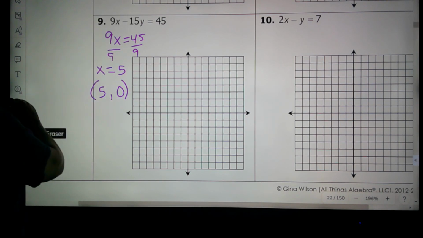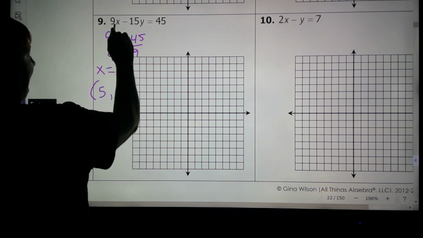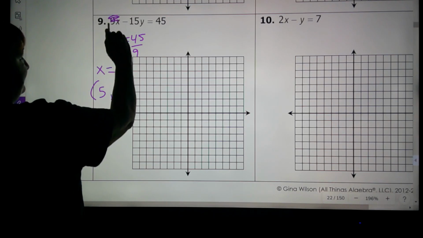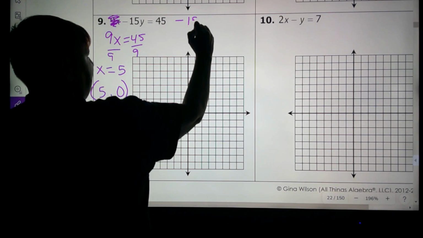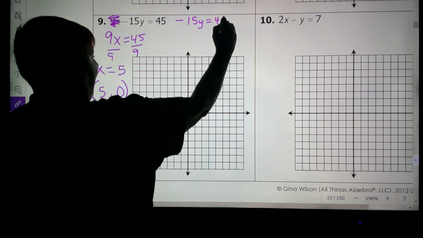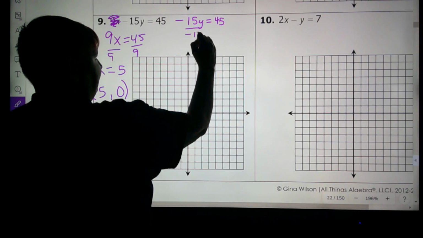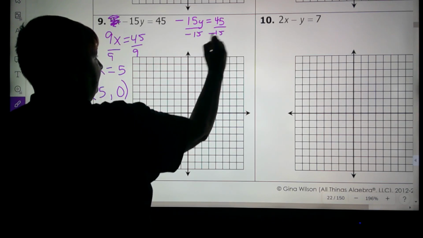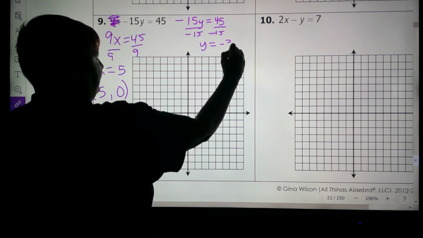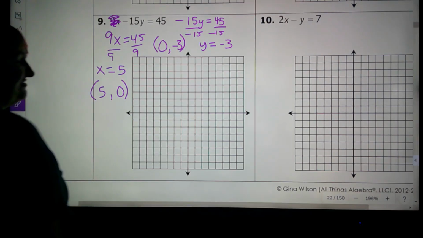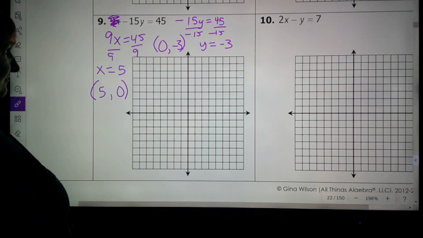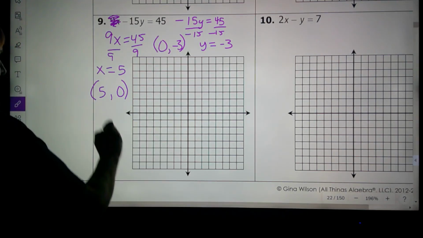And then to find our y-intercept, x is 0. That cancels the whole term. We're left with negative 15y equals 45. Divide by negative 15. Y equals negative 3. So when x is 0, y is negative 3. That is our y-intercept. Now we can graph them.